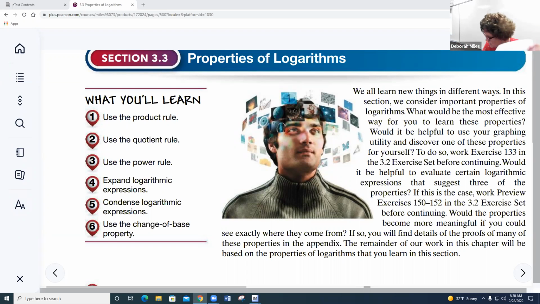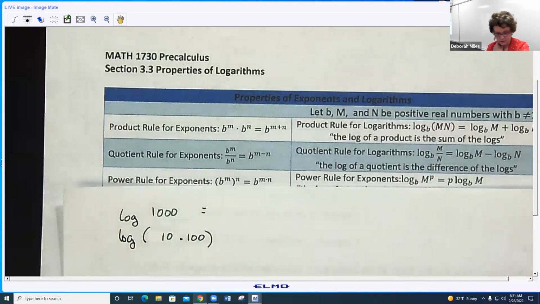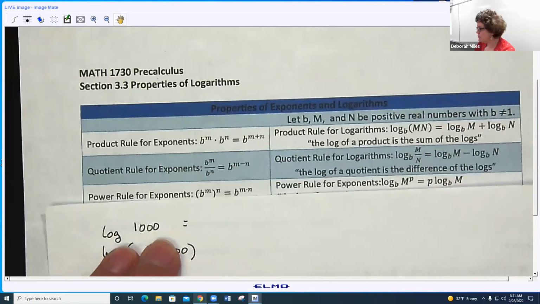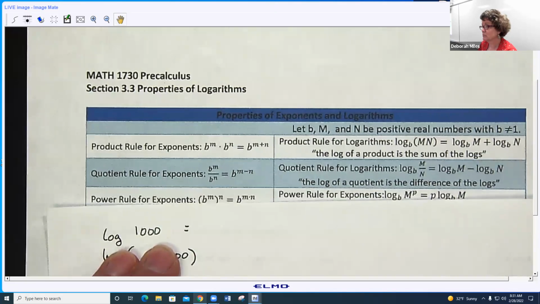Before we just look at the notes, let me ask you something about this problem I've written down. There we go. What about log of 1,000? Just log of 1,000. Can you tell me what that is? What is the base understood to be if it's not written?